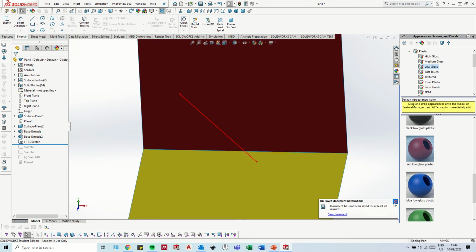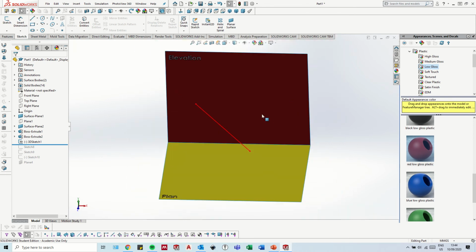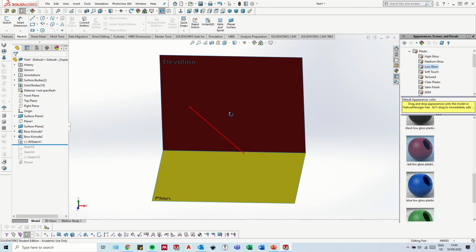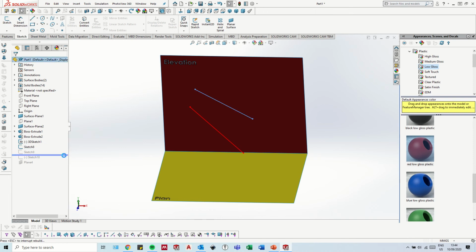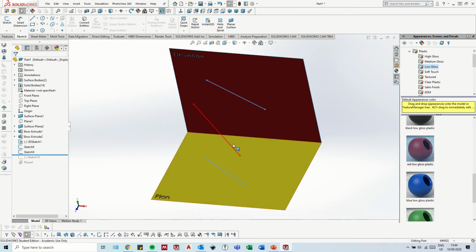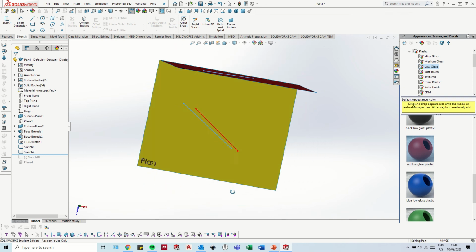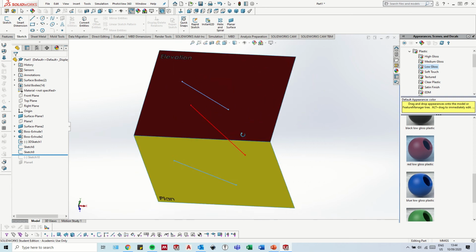So what we need is our auxiliary view. That's basically today's topic. Using the auxiliary view, we can look at this at an angle where we can actually see it as a true length. To do that, we need to look at this line perpendicularly. So what I'm going to do is, first of all, draw in our two lines on our elevation and our plan. These two lines represent that you're looking in from each angle, like so.